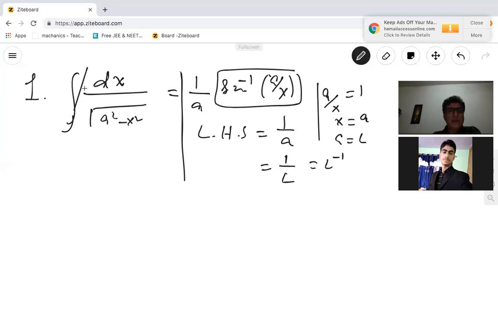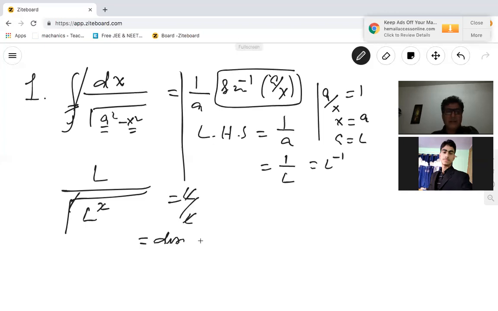Now, what are the dimensions for the left hand side? Integral, you don't consider any dimensions. dx is what? L, small length. Now root of, what is the dimension for a square and x square? x square, L square. a square also L square. Both have dimensions L square, so the resultant also has L square. तो ये खत्म हुआ. L by L, dimensionless, right? Yes, sir. So this equation is not dimensionally correct.